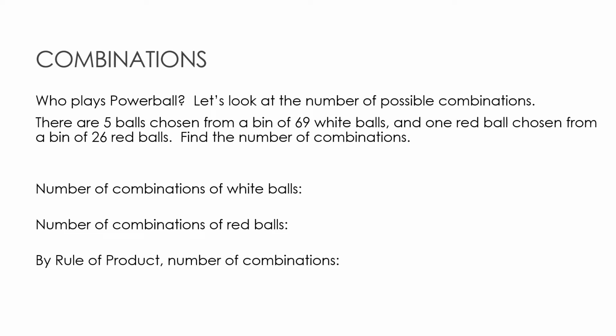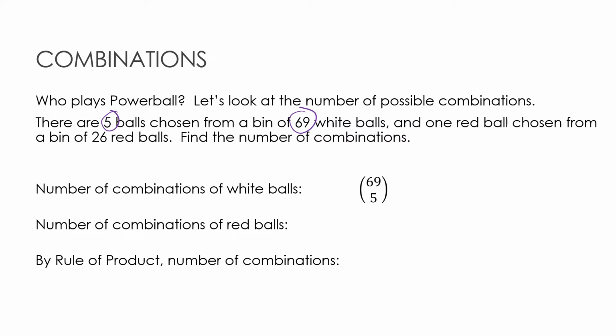So let's start with the number of white balls. There are 69 white balls. How many of those are we choosing? We're going to choose 5 of those. So 69 choose 5. Now notice I haven't found that as a raw value yet. That's just 69 choose 5.